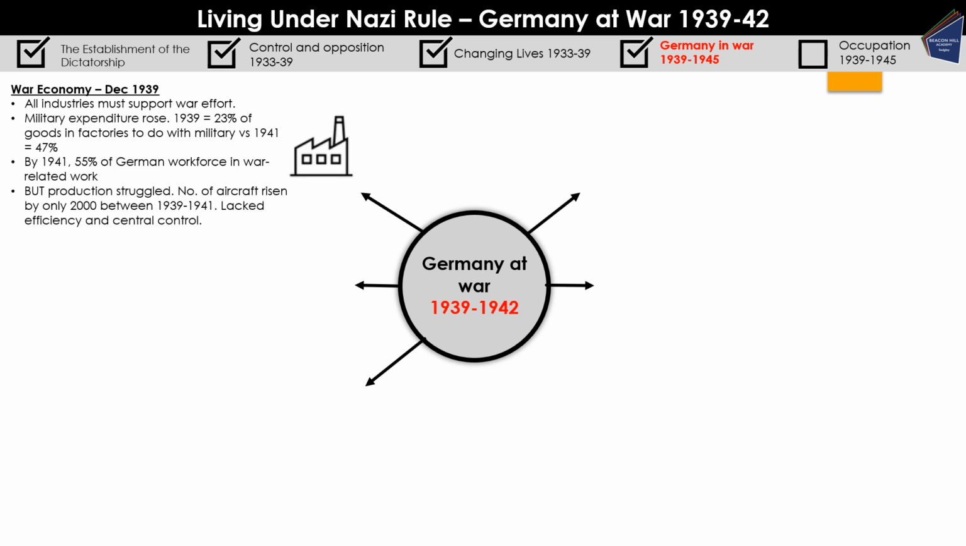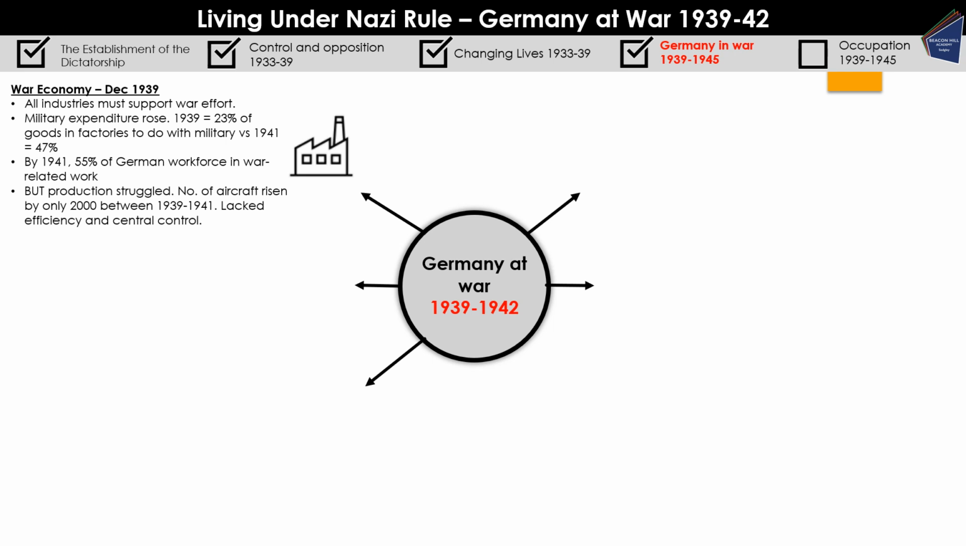So in December 1939, it was decided that all industries must support the war effort, and military expenditure rose hugely. In 1939, 23% of goods in factories were to do with the military versus 47% in 1941. So we can clearly see here that factories were told explicitly that they had to be making products that would contribute to the Nazi war effort. By 1941, we have 55% of the German workforce in war-related work, again showing the significance of the event.